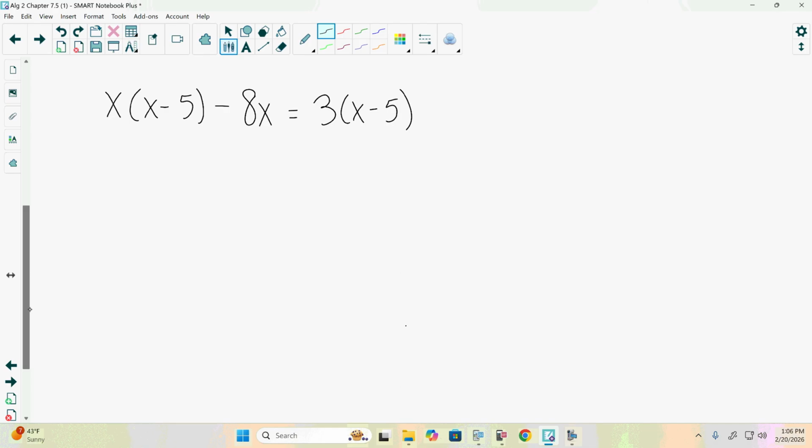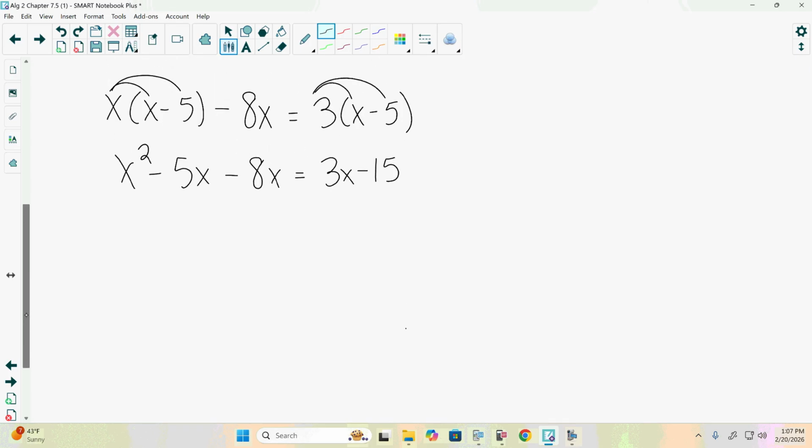Now we need to solve. So for the x times x minus 5, we can distribute the x. X times x is x squared. X times negative 5 is negative 5x. Minus 8x equals 3 times x is 3x. 3 times negative 5 is negative 15. Questions on this here?